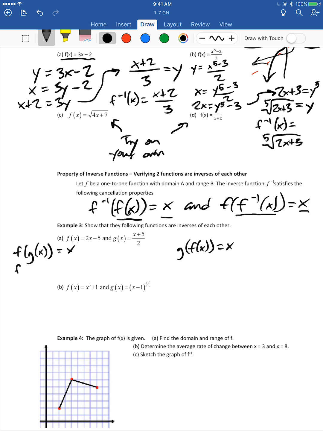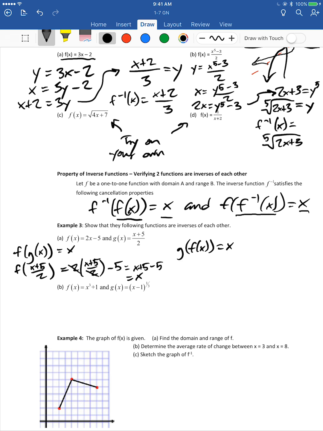That's going to be f of g of x is x plus 5 over 2. So that means everywhere I see an x in f of x, I'm plugging in x plus 5 over 2. So I have 2 times x plus 5 over 2 minus 5. Those 2's cancel out. So I have x plus 5 minus 5, which is x. So far, so good. Let's check the other one just to be sure.